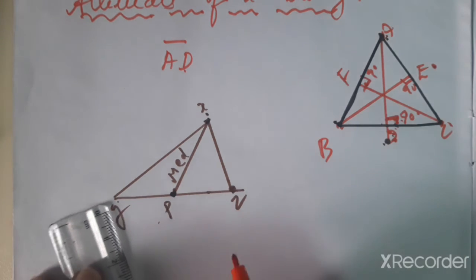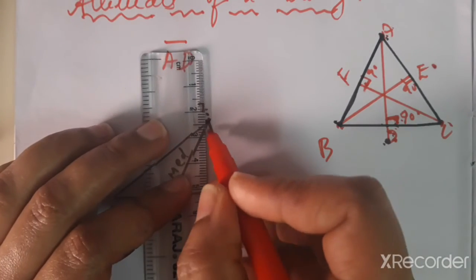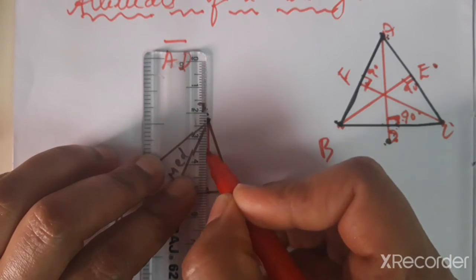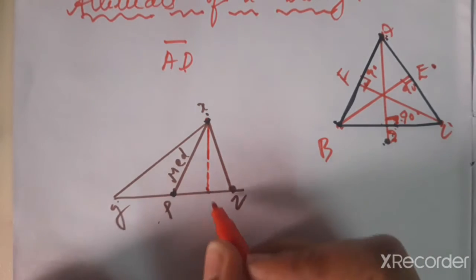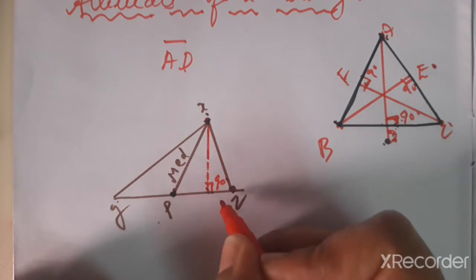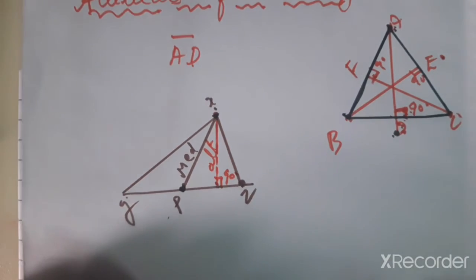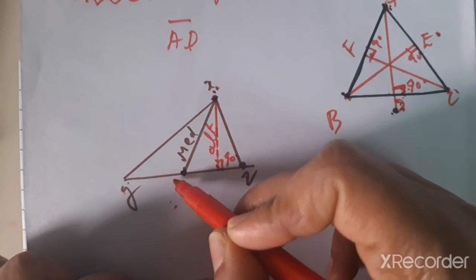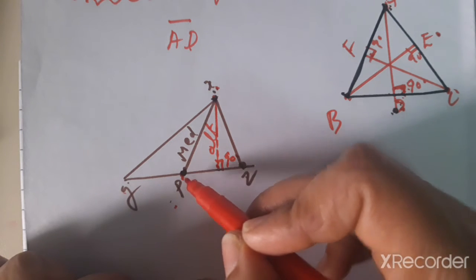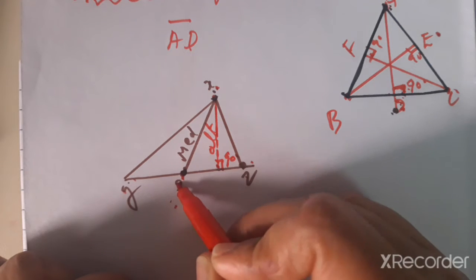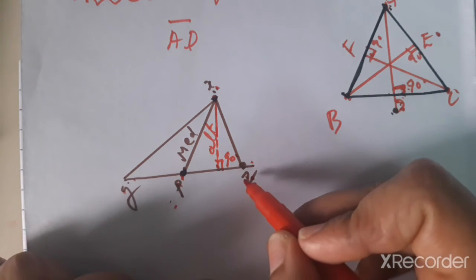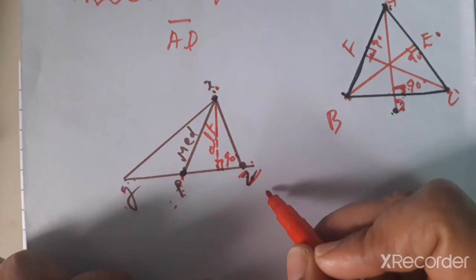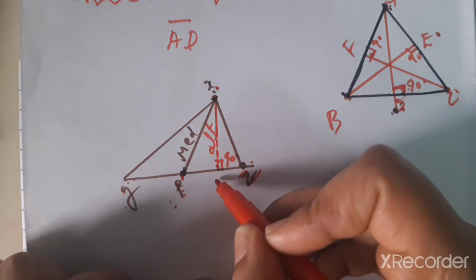Now we have to draw the altitude. Altitude means from the vertex we join a line segment to the opposite side, and here we get 90 degrees. This is the altitude. Median means from one vertex to a point on the opposite side, in the middle, where we divide the side into two equal parts. So in the median, YP and PZ are the same measurement.